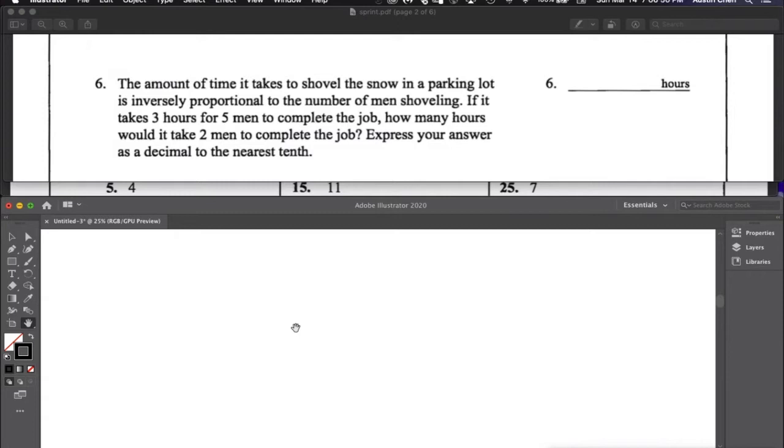So if it takes 3 hours for 5 men, each man would complete 1/15 of the work in an hour. So if we have 2 men, each of them will be doing 2/15 of the work per hour. And so for them to do the entire job, it will be 15 halves hours. So that's 7.5 hours.